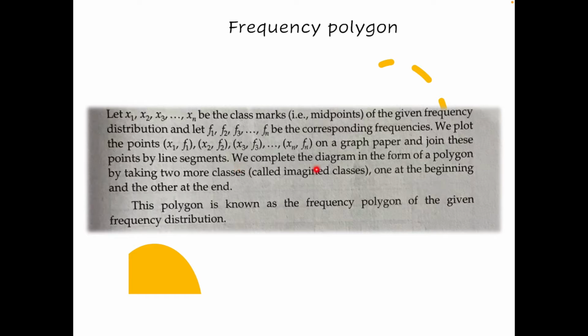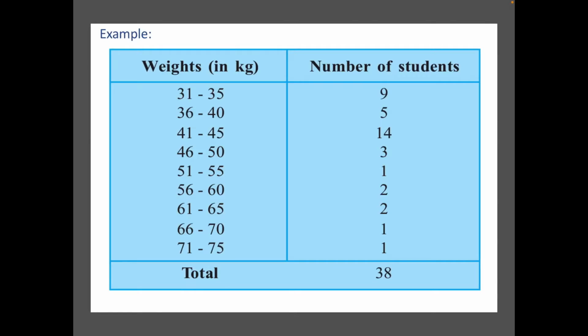So we complete the diagram in the form of a polygon by taking two more classes, that is imagined classes, one at the beginning and the other at the end. And this way the polygon, that closed figure which is formed, is known as the frequency polygon of the given frequency distribution. Here we are given a frequency distribution table, and as you can see, the data is non-continuous, it is discontinuous, inclusive form.